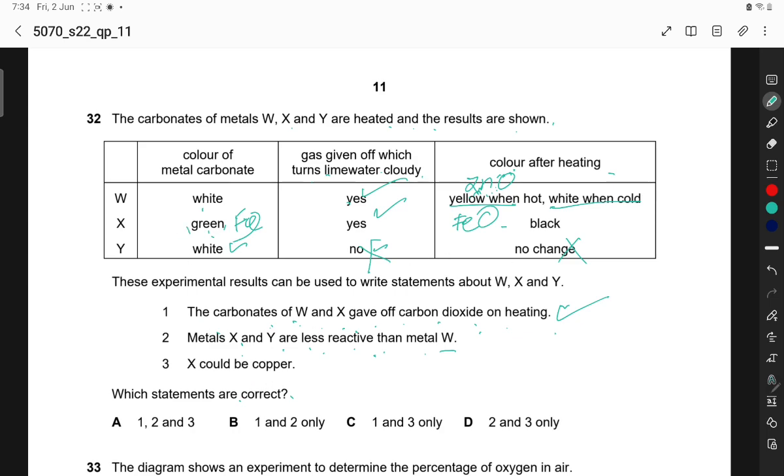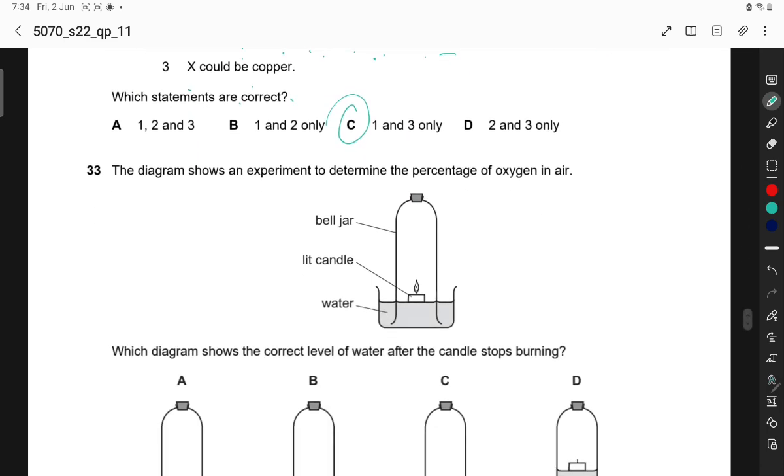No change means this is a white oxide, no gas is given off, it is stable to heat, that is group 1. X could be copper, yes. Copper 2 carbonate, CuCO3, is green in color, yes. So 1 and 3 is correct.